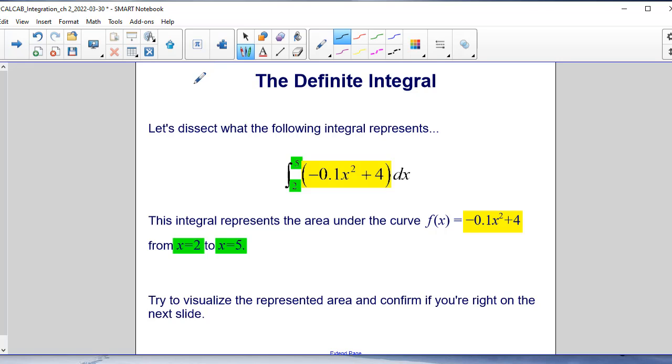Continuing our discussion on the definite integral, let's dissect what the following integral represents. So our integral from 2 to 5 of the quantity negative 0.1 x squared plus 4x dx, where 2 and 5 would be the closed interval, a and b, like this, and f of x is highlighted in yellow. So the integral represents the area under the curve of f of x as x goes from 2 to 5. Let's try to visualize the represented area and confirm if you're right on the next slide.